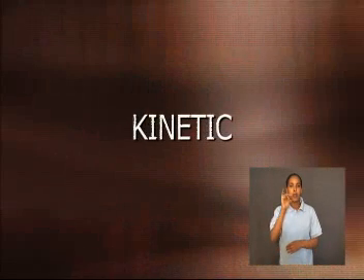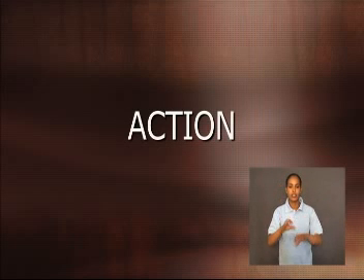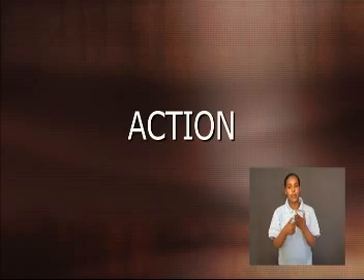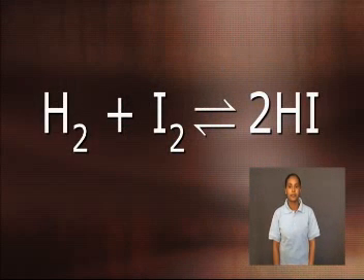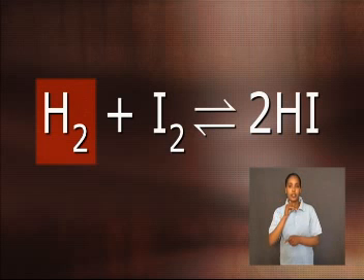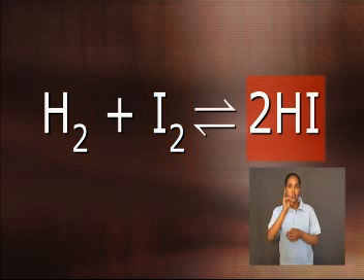The word kinetic refers to motion or action. So, chemical kinetics refers to the rate of action, or, in this case, the rate of reaction at which reactants change into products. Let us look at an example. When hydrogen is combined with iodine, hydrogen iodide is created.